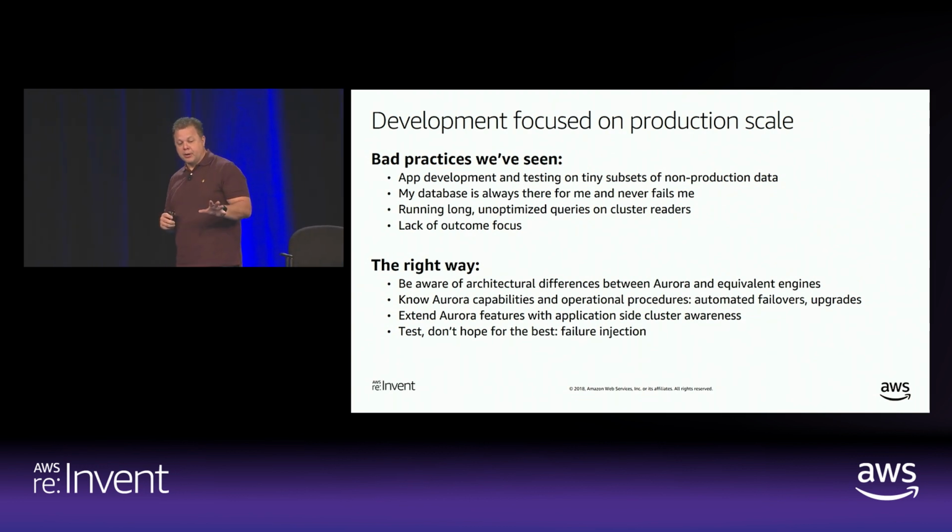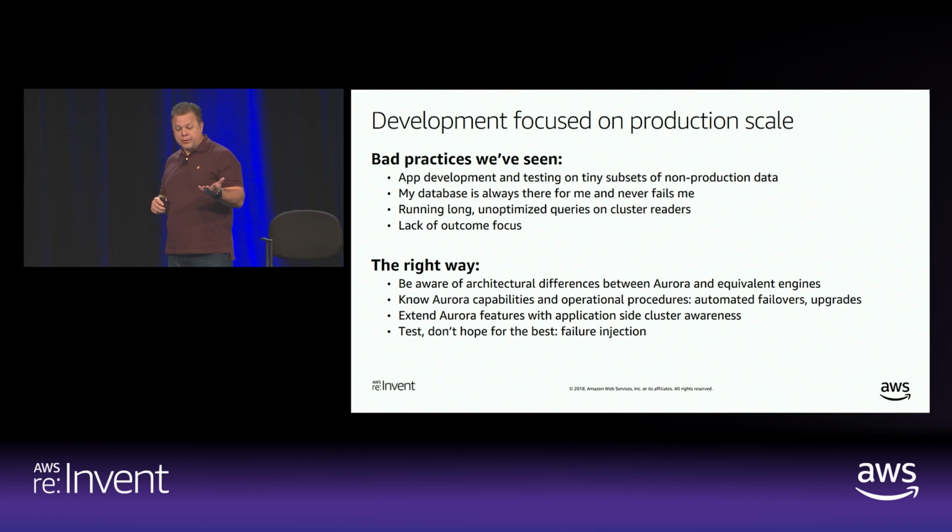So the right way is to be aware of the architectural differences between Aurora and equivalent engines. Vlad touched on the log-based storage system that Aurora has, which is fundamentally different than most other engines available on the market today. And so that gives us features like Backtrack and cloning that are otherwise just not available, or maybe cost prohibitive if there's something similar or comparable, right? So that's something you now have in your tool belt that you can consider as you are doing your development and managing your databases.